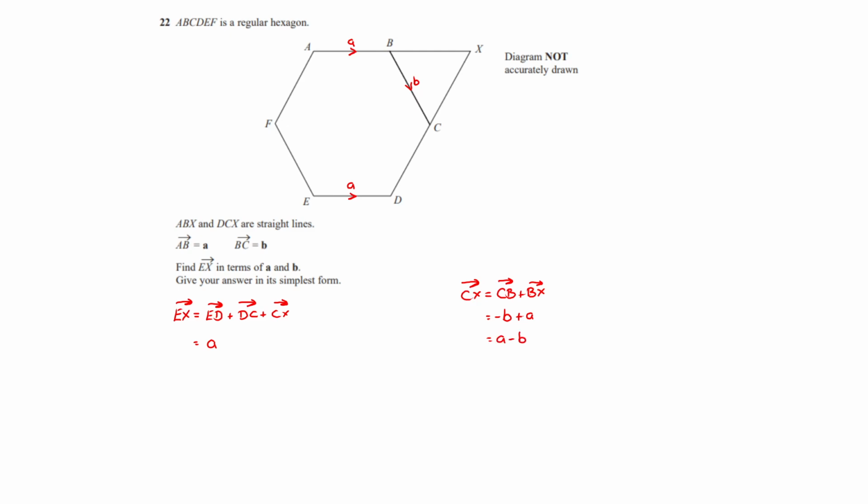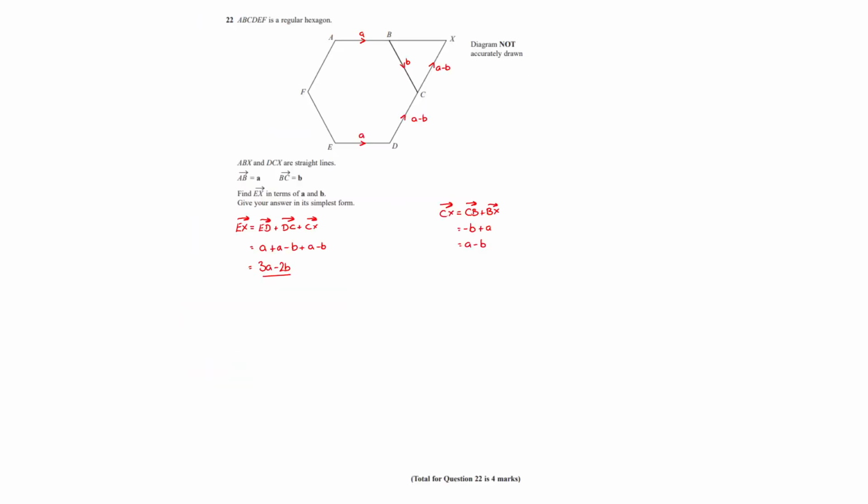So that's the vector going from C to X. So that vector there is a minus b. And this vector here is the same length and parallel to C to X, therefore that's also a minus b. So D to C is a minus b, and C to X is also a minus b. Therefore the complete vector is a plus a plus a, which is 3a, minus b minus b, which is minus 2b. So that's the vector going from E to X.